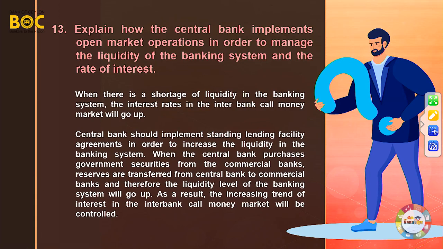So see, when there is a shortage of liquidity in the banking system, the interest rates in the interbank call money market will go up. The central bank should implement standing lending facility agreements in order to increase the liquidity in the banking system. When the central bank purchases government securities from the commercial banks, the reserves are transferred from the central bank to commercial banks, and therefore the liquidity level of the banking system will go up. As a result, the increasing trend of interest in the interbank call money market will be controlled.